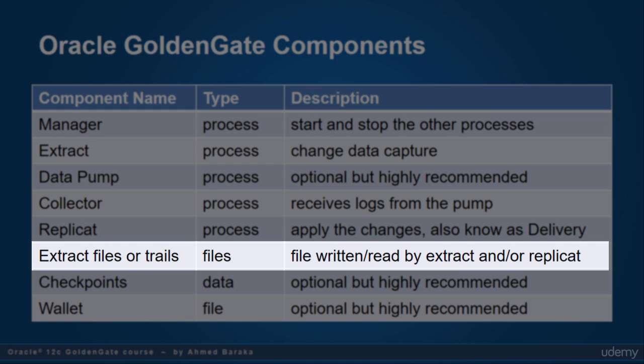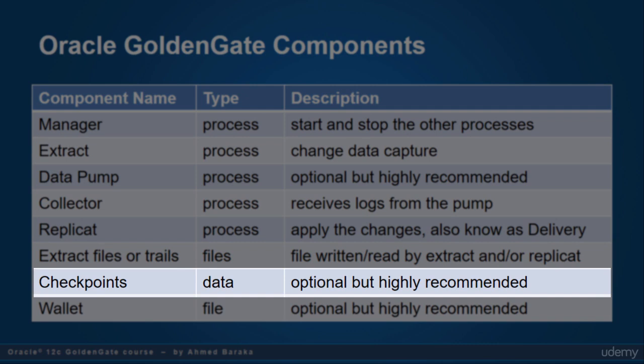In GoldenGate, we have extract files, or the trails. Extract files are created by the extract process, and they contain the committed transactions read by the extract process from the source database. We also have the remote trail files. Those files also have committed transactions, but they are created by the collector process in the target system.